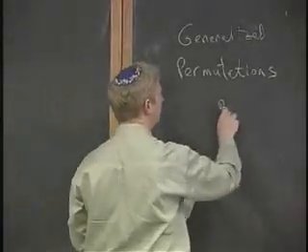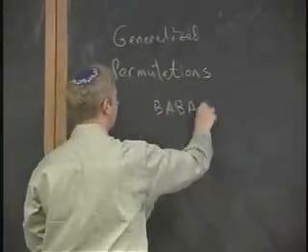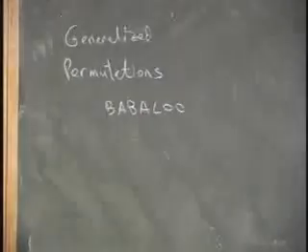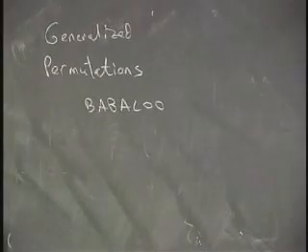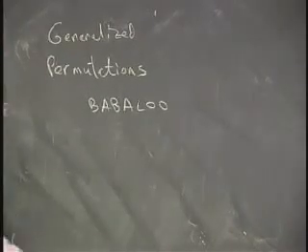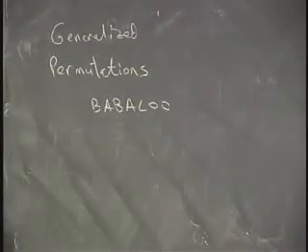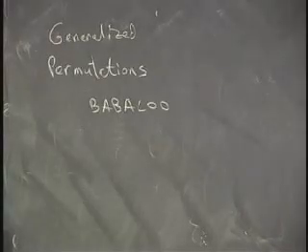Let's say you have a word like babaloo, or any word. Just make up a word. And the question is, how many different ways can I permute these letters? Can I rearrange them and get different words?